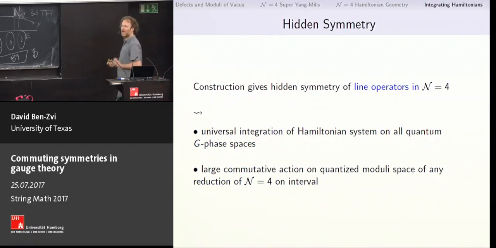It means that if you look at line operators in N=4 in this twist, they have a kind of hidden symmetry. They carry an action of a commutative algebra of operators. And in particular, this commutative algebra gives you a commutative action on any quantized moduli space of any of these 3D theories you get by reductions, for example, 3D gauge theories, or you can integrate all Hamiltonian G spaces in a universal way.